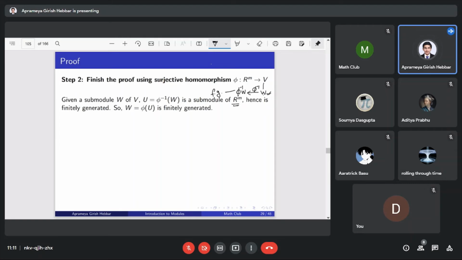I'm sorry, so this is a submodule of R^m, so it is finitely generated. And let's say if v1 up to vn generate this, then phi of v1 up to phi of vn generate the submodule W. So with this surjective homomorphism, you can actually show that every submodule of V is finitely generated. So this finishes the proof.